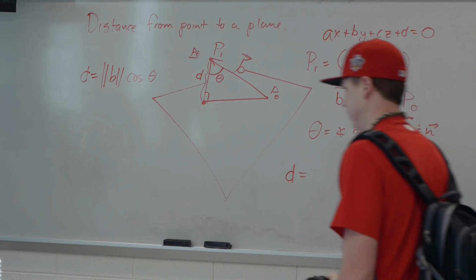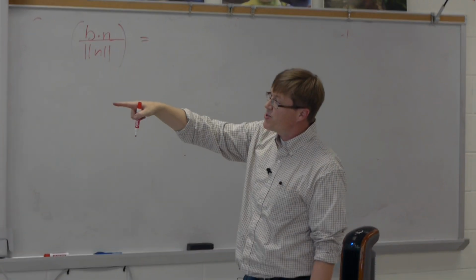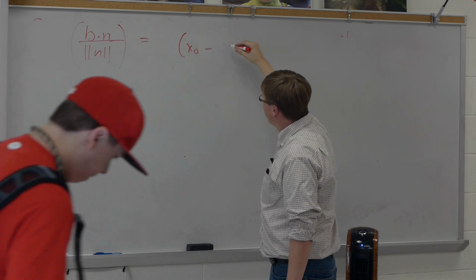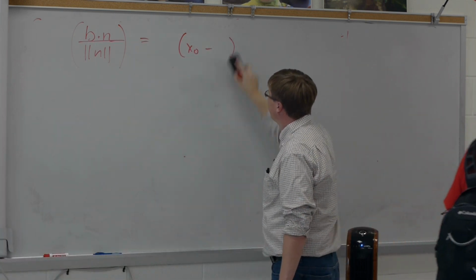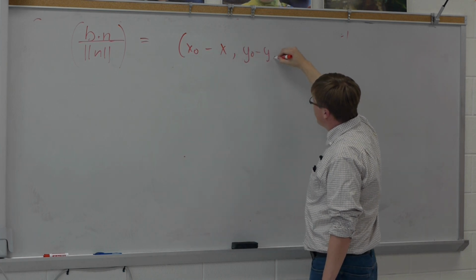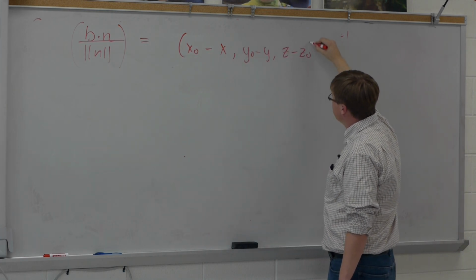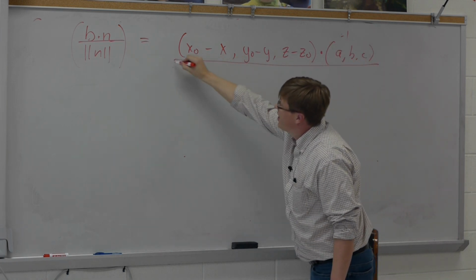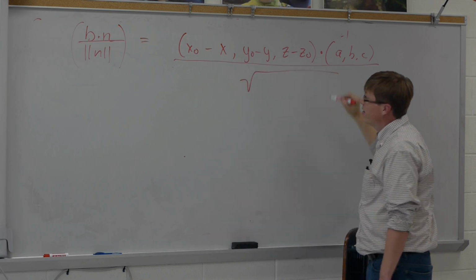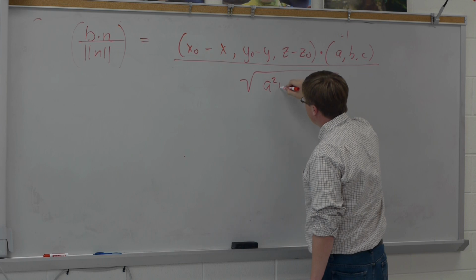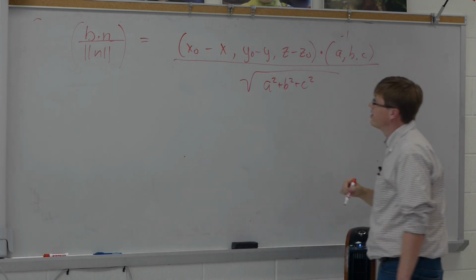So my distance is the length of B times cosine theta, which is B dot N over the magnitude of N. Well, B is P1 minus P0, so that's x0 minus x, y0 minus y, z0 minus z. The normal vector is ABC. And the length of N is the square root of A squared plus B squared plus C squared.